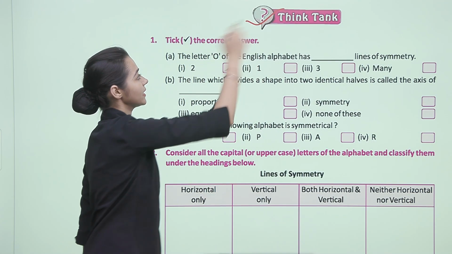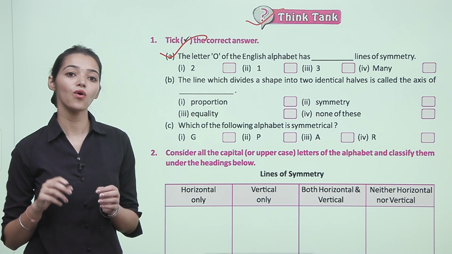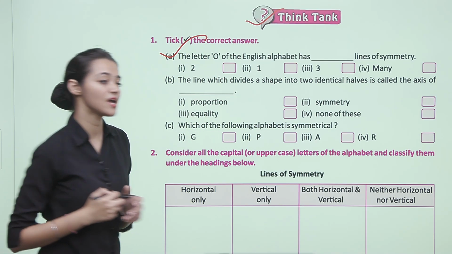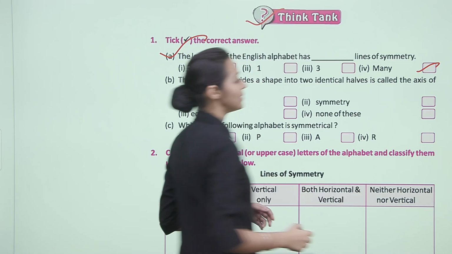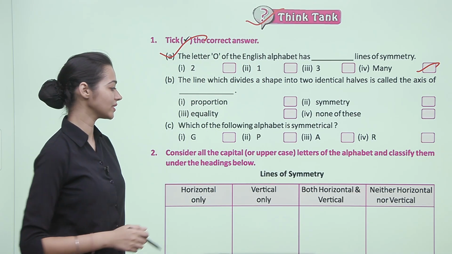Now let's start with the think tank. We have to take the correct option. The letter O of the English alphabet has many lines of symmetry. That's how we can complete the remaining part.